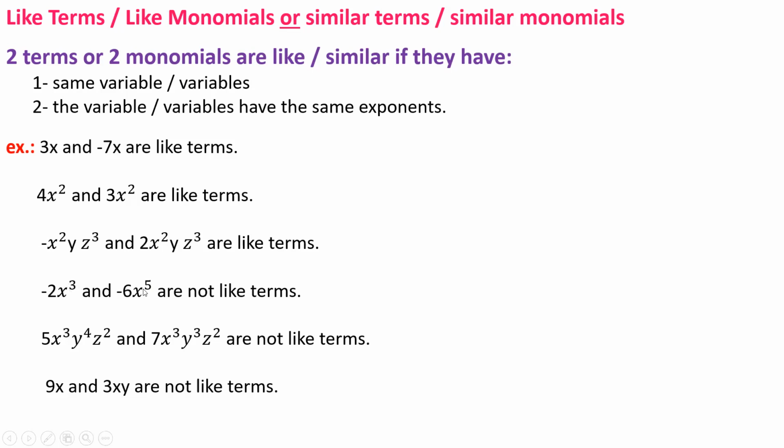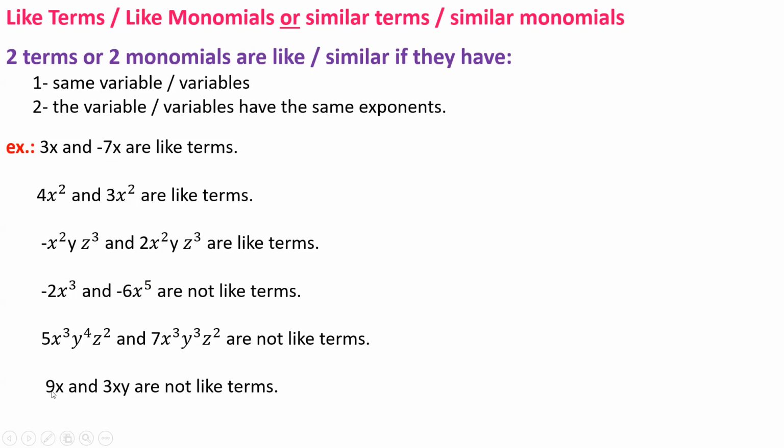Minus 2x cubed, minus 6x to the fifth. Here I have x, here I have x, but the exponent of x in the first is 3, and in the second it is 5, so my terms are not like because we have different exponents of the variable. 5x cubed y to the fourth z squared, 7x cubed y cubed z squared. Here I have x cubed and in the second I have x cubed, but in the first monomial I have y to the fourth and in the second I have y cubed. Since the y have different exponents, I do not have like terms.